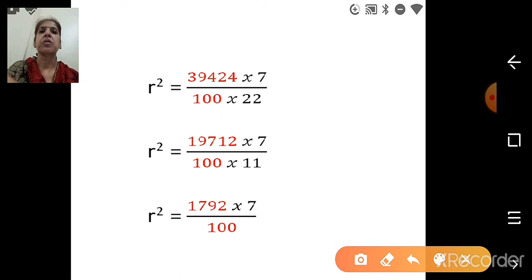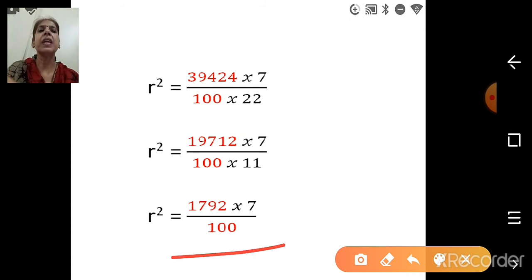19712. I know you all are ready with your books and study material. You have to do the calculation. Divide 39,424 by 2 and you will get 19,712. Again we will divide this number by 11. 19712 divided by 11, you will get the answer 1792. Do the ordinary division and you will get 1792.